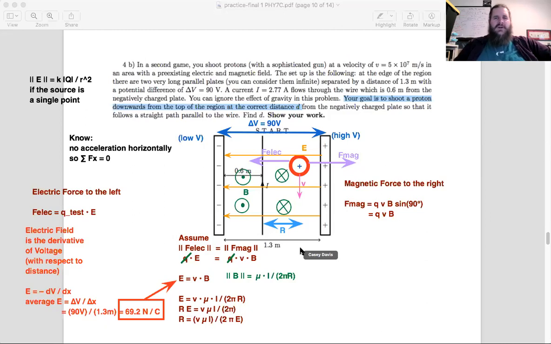Any other questions on that so far? Or any other questions on these electric fields and magnetic fields? All right, and I think someone was also asking about the, what was it, problem 1 on interference. Yeah, let's take a look at that as well.